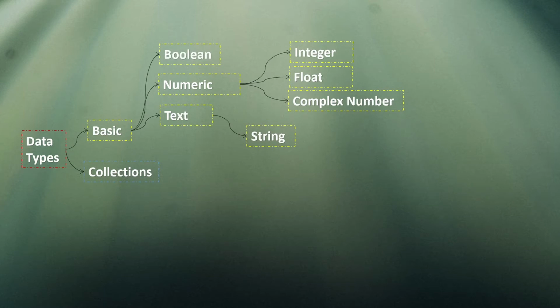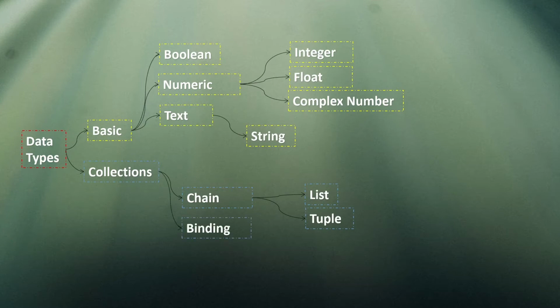Then on the other side, collections, we have a sequence type. Inside sequence we have list and tuple. Under collection we have a mapping type, which is a dictionary, and we have one more called set. So these are all the data types present in Python. First we are going to see the numeric data types, integer, float and complex number, and the Boolean data type.